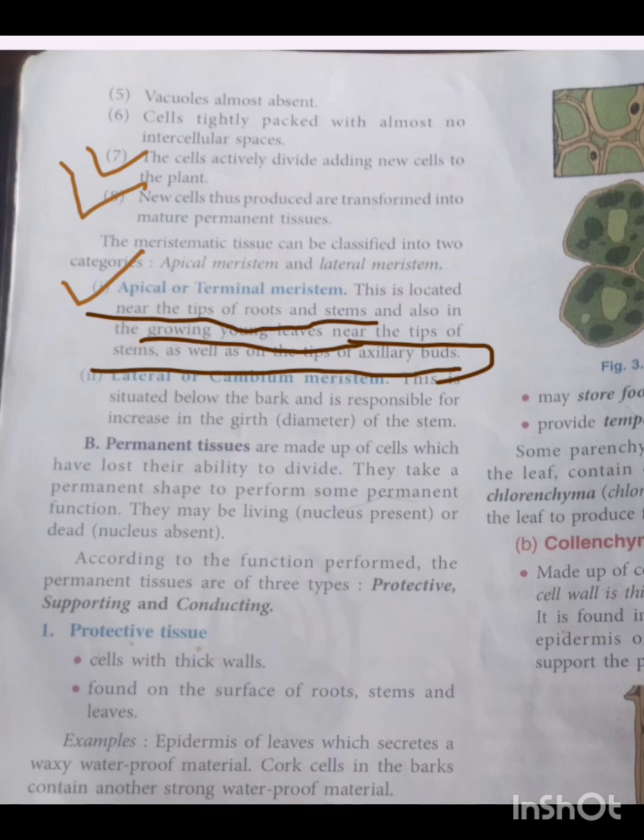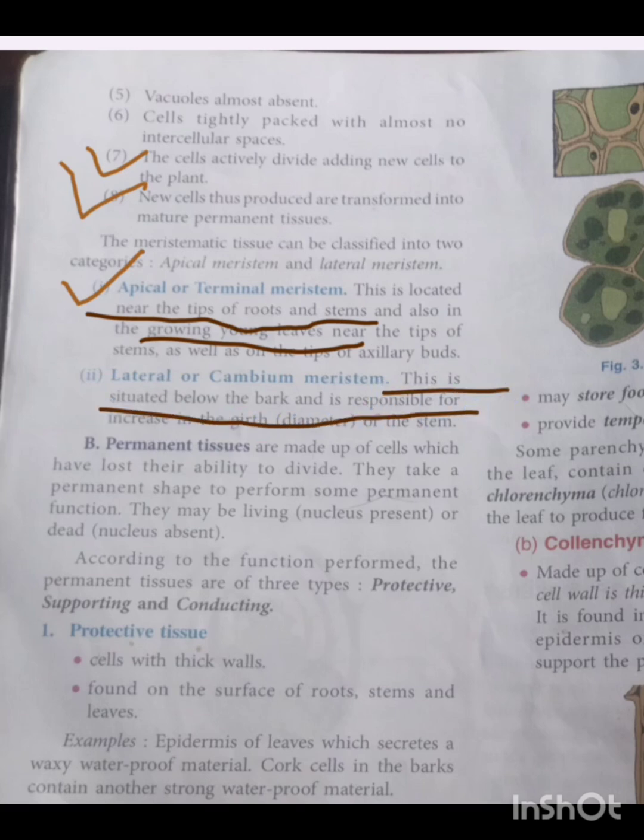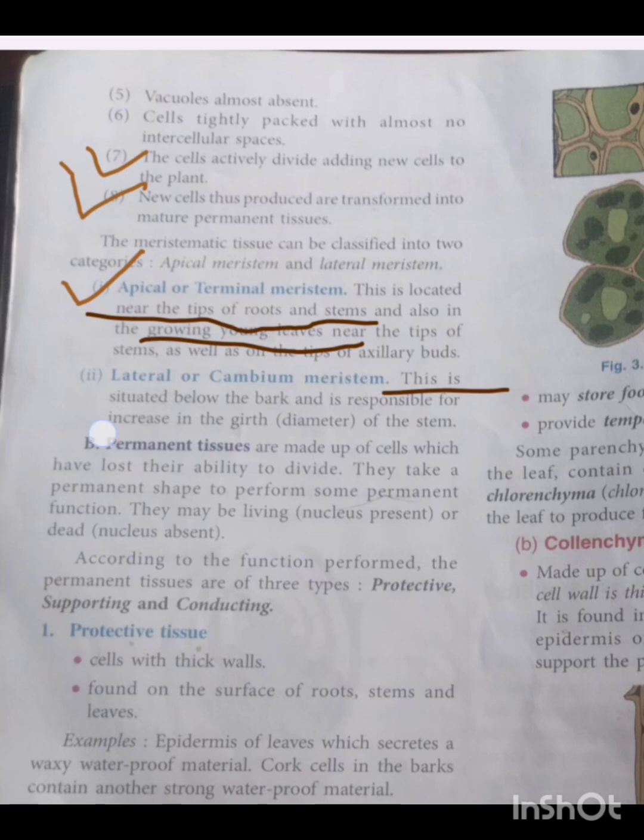Our second meristematic tissue is lateral cambium meristem. This is situated below the bark and is responsible for the increase in girth. You can say that this meristematic tissue also increases the diameter, the thickness, of a plant.